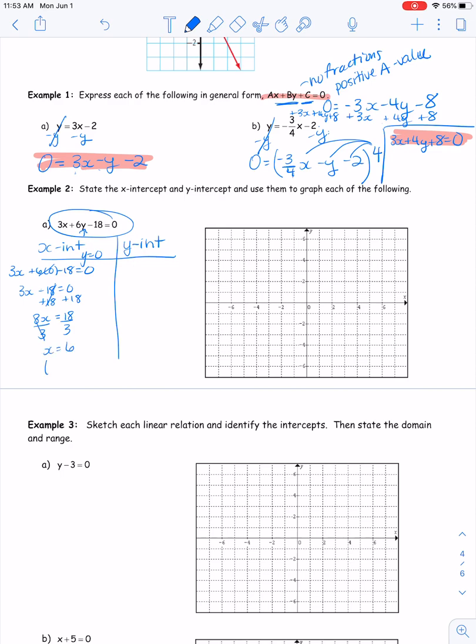X is equal to 6. So what this looks like is 6 and 0. That's what that coordinate point looks like. Now at the y-intercept, x is equal to 0. So I always like to write that in as well. So I'm going to replace this x with 0.